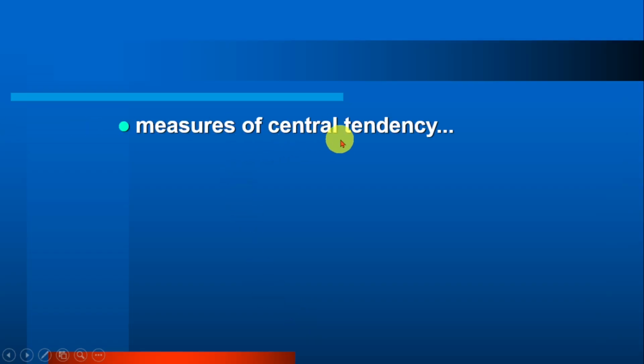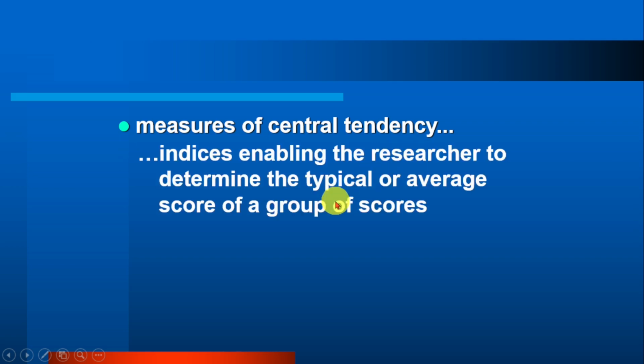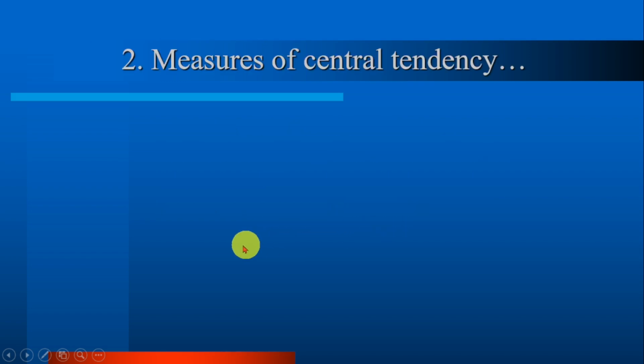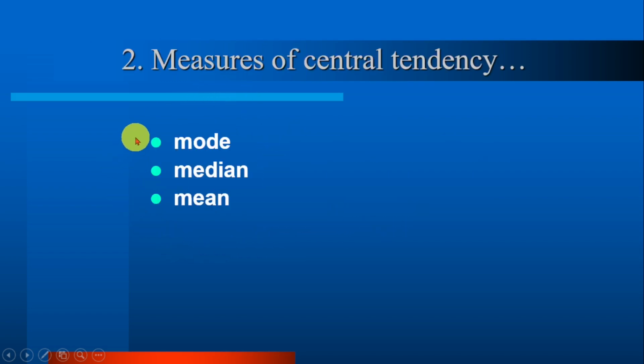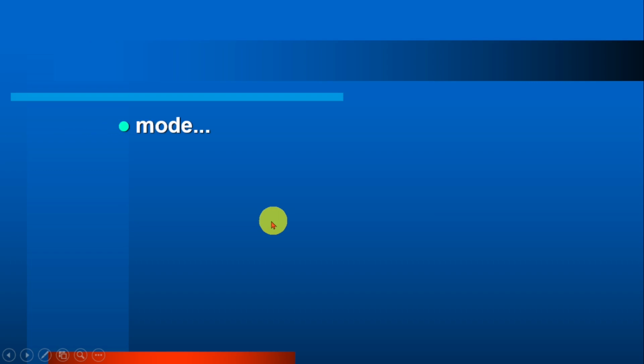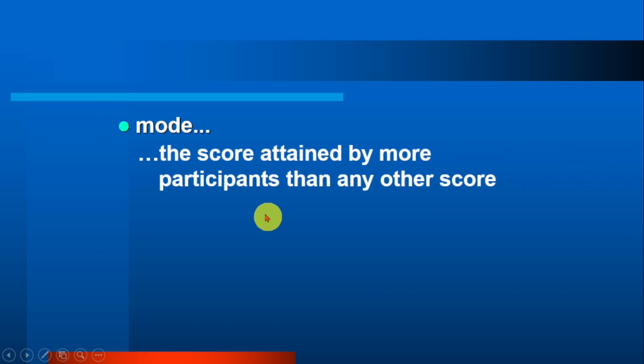Next, measures of central tendency. A measure of central tendency enables the researcher to determine the typical or average score of a group of scores. The measures are the mean, median, and mode. What is the mode? The mode is the score attained by more participants than any other score. So the repeated number is called the mode.